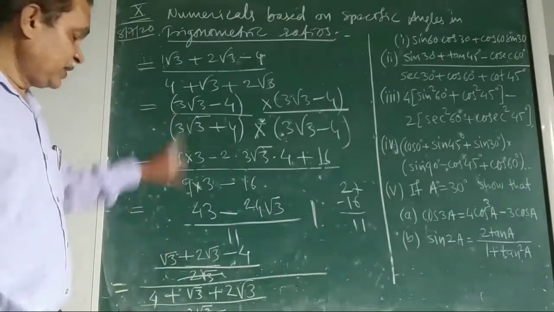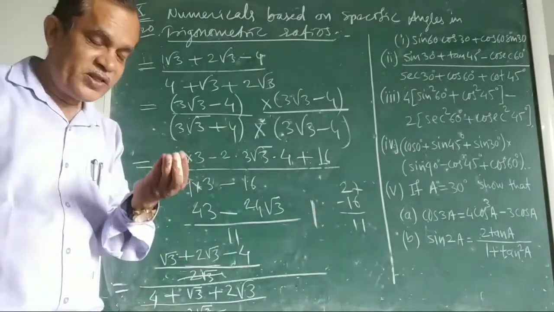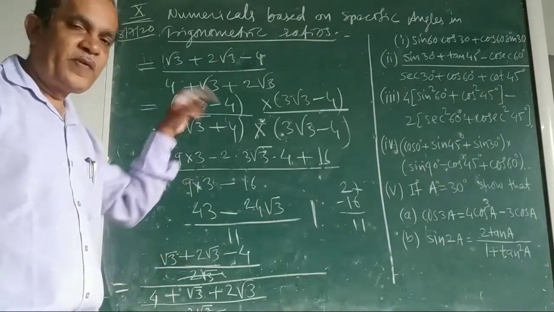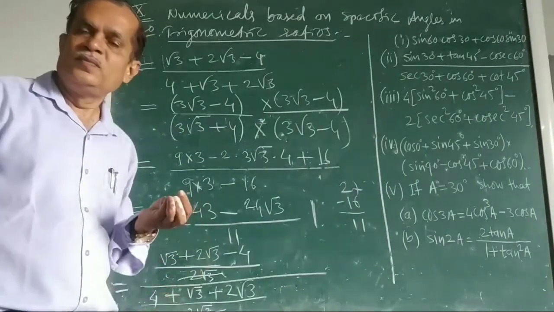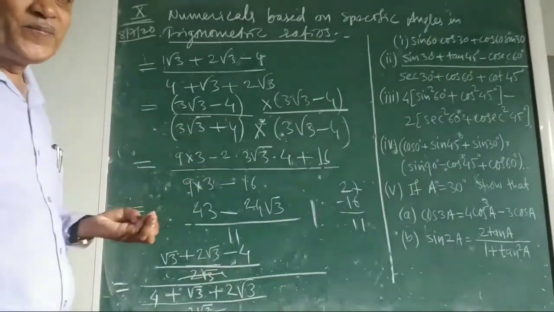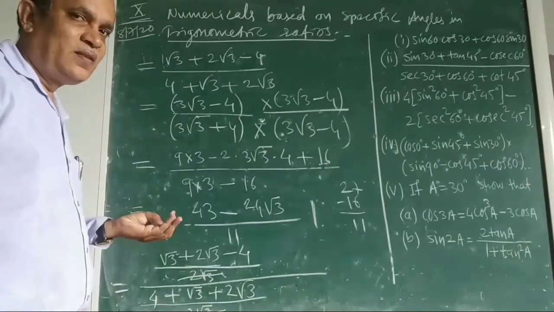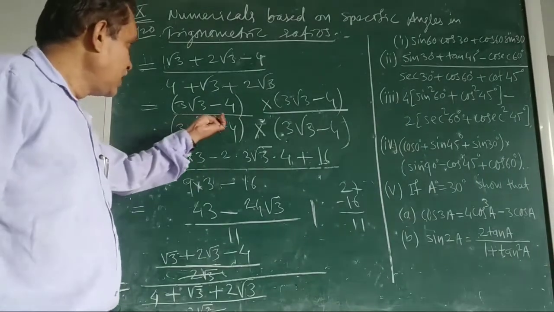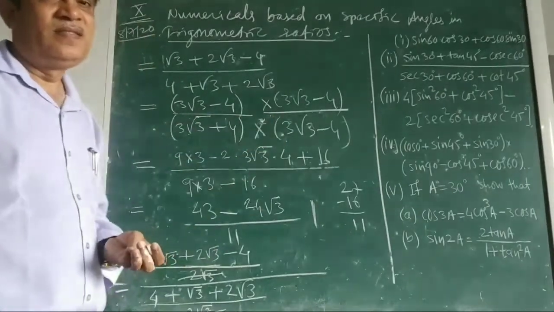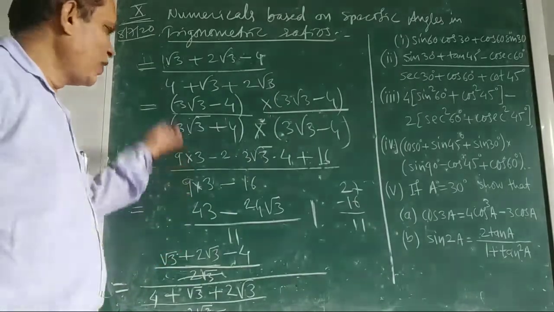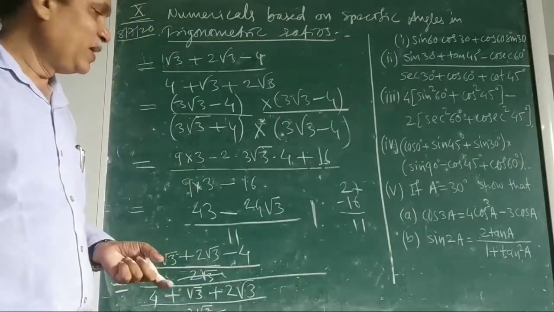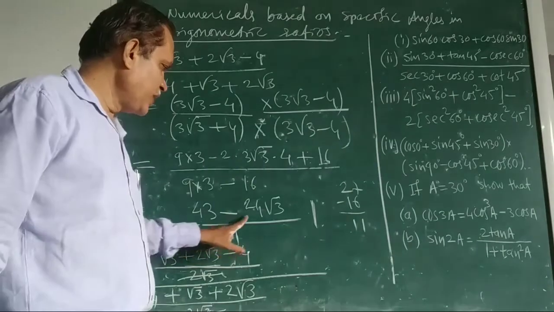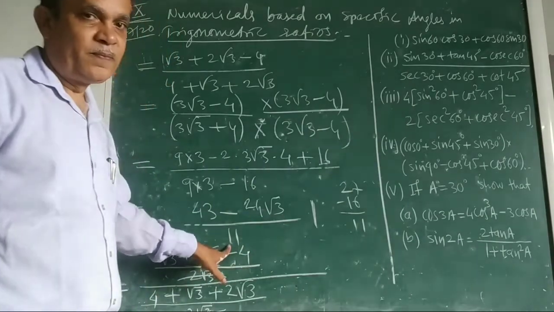Okay. See, this example has taken time. Yes or no? Here we did 3 operations. Putting values, finding LCM, then using the rationalization, right? And then got the answer. Remember it. So you got 43 minus 24 root 3 upon 11.